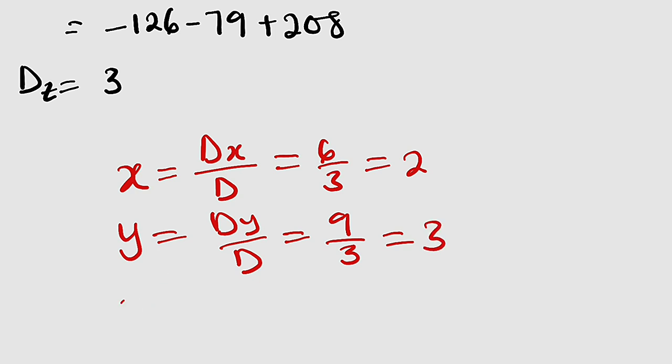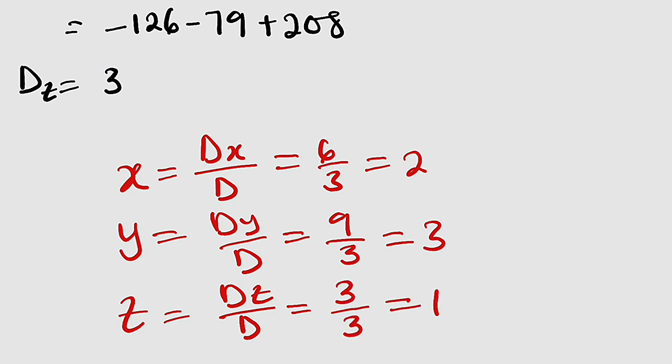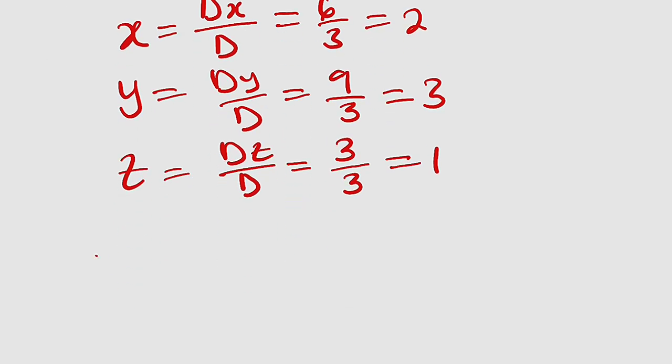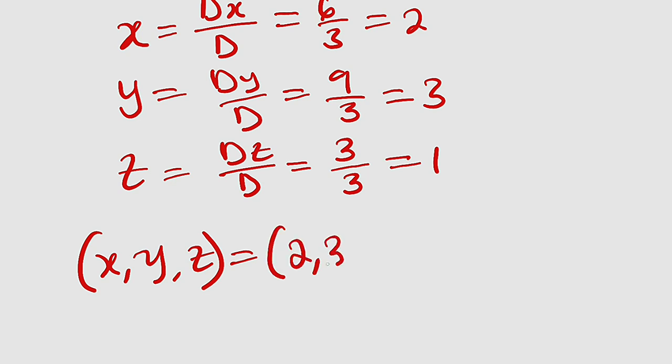Then the last one, which is z, is equal to determinant with respect to z, divide by the main determinant. This is equal to, you can see that this is 3, right? Divide by the main determinant, which is 3 also. This is equal to 1. And hence, the values of x, y, and z equal to what? 2, 3, 1. Yay! This is the solution to this problem using Cramer's rule.